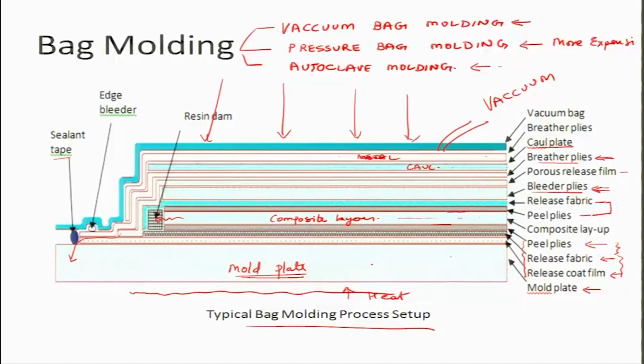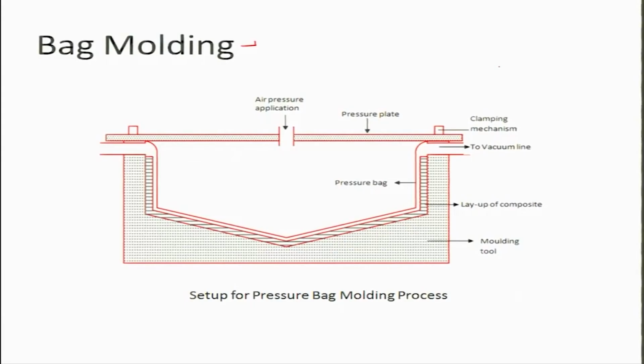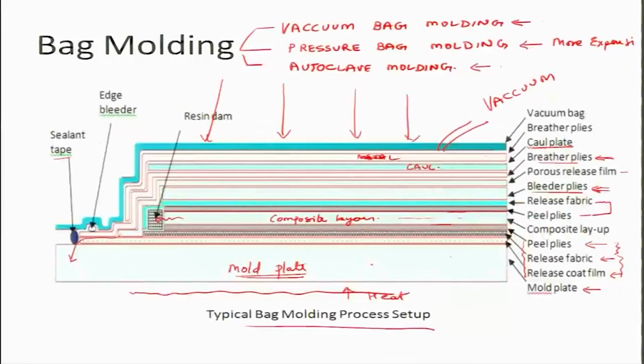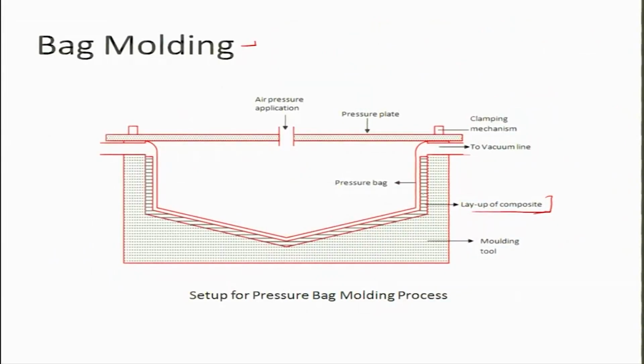So, let us look at a picture for the bag molding process. So, what do you have here? Remember, when I say layup, it has all these layers. All these layers are not shown in detail, but all these layers exist in this picture. So, you have a molding tool. Suppose I want to make a part like this, right. This is the part which I want to make. So, this is the lower side of the tool, this is the upper side of the tool, and then I have a pressure bag.